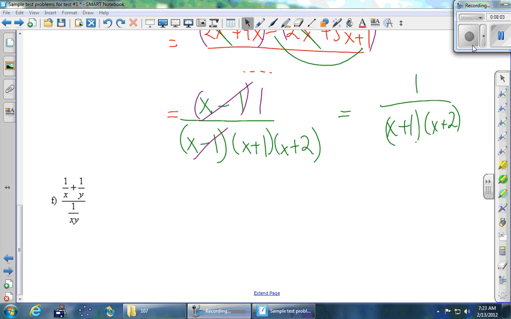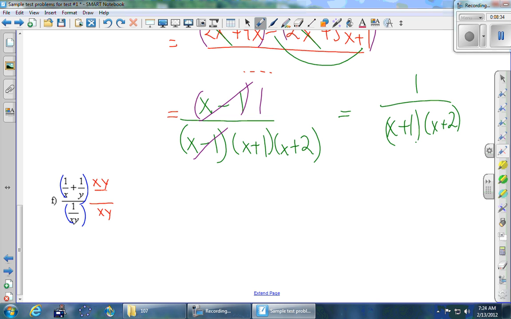Part F, 1 over x plus 1 over y, all divided by 1 over xy. So this is called a compound fraction, or I think a complex fraction, and our job is to fix it up. So I think what we want to do is multiply both top and bottom by the LCD of all the fractions you see. And the LCD of all the fractions in this case is x times y. So I'm going to multiply up here times xy, and I'm going to multiply down here times xy.